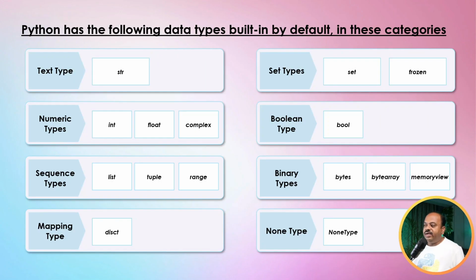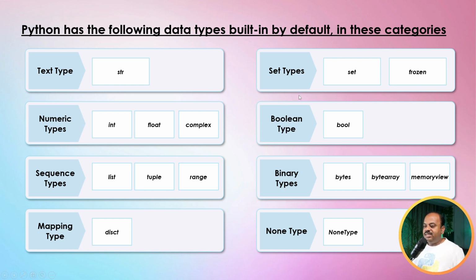Now, Python has the following data types built in by default, as you see on the screen, and they are categorized as per the type of data they hold. If it is text type data, it will be a string. If it is numeric type data, it will be either integer, that is int, float or complex. If it is sequence type, it will be a list, tuple or a range. If it's mapping type, it will be a dictionary. Similarly, there is set type, Boolean type, binary or none.